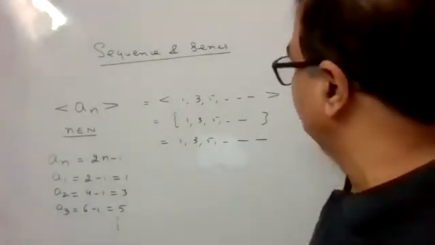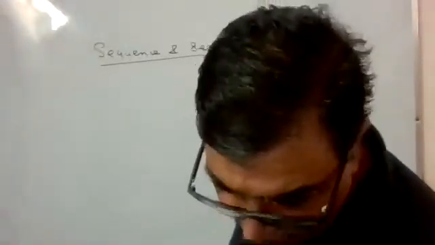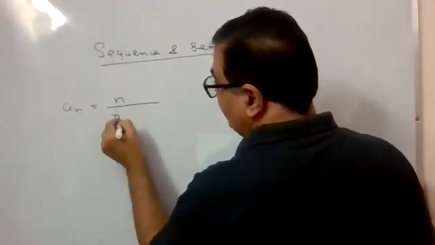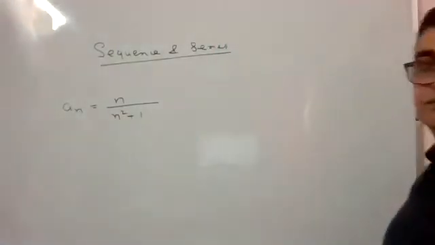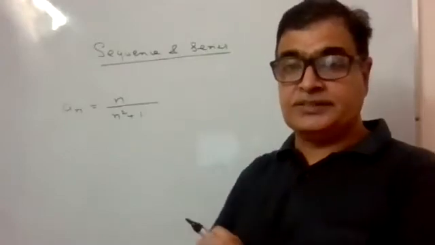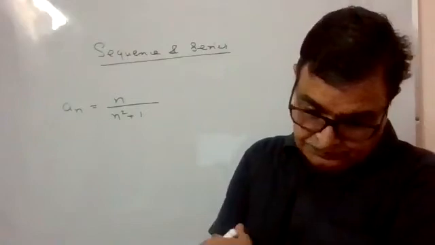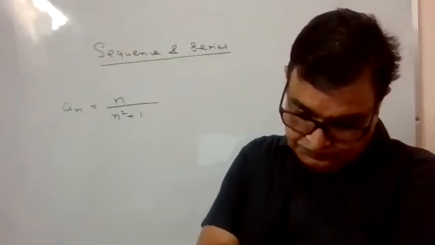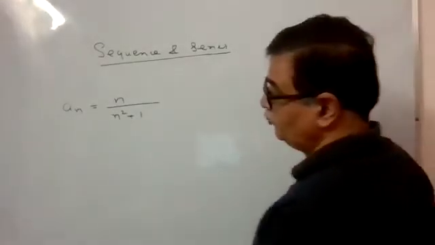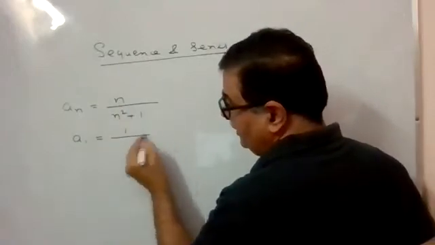One more example, write down please. If we have a_n is n by n square plus 1. Now my question is, what should be the sequence? Write the sequence here. What is the first term of the sequence? Placing 1, we get 1 by 2.